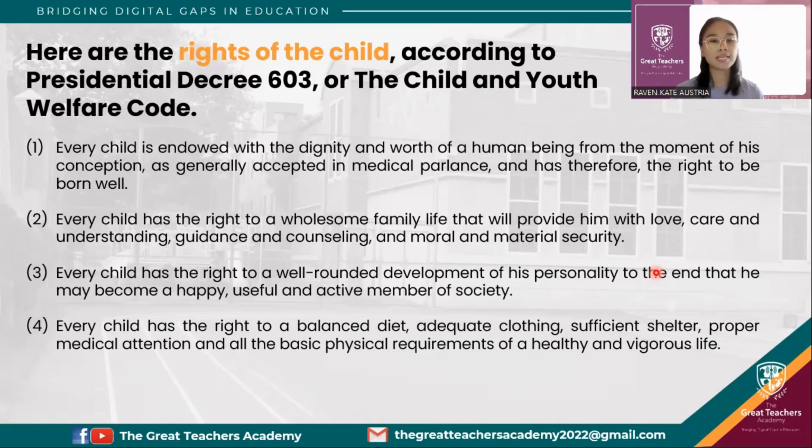Number 4, every child has the right to a balanced diet, adequate clothing, sufficient shelter, proper medical attention, and all the basic physical requirements of a healthy and vigorous life. So for this one, sinasabi nito na karapatan ng bawat kabataan na magkaroon ng wasto at sapat na pagkain, pagiging malusog, at active. Dapat nakakakain tayo ng 3 beses sa isang araw, karapatan nating maging malusog at meron tayong tinitirhan.